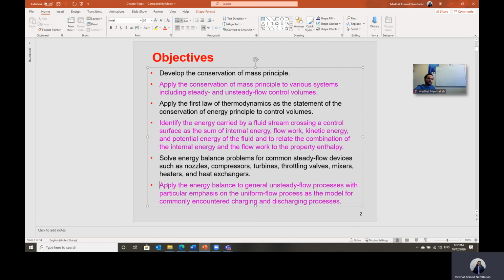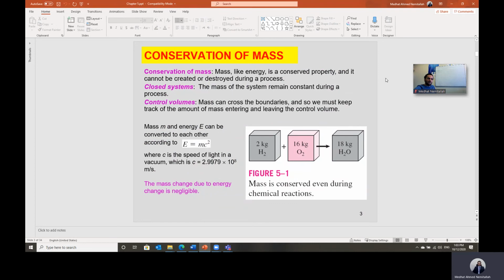Then we'll move to the case of unsteady flow. In case we are filling a tank, charging a tank or discharging a tank, this is an unsteady process. Then we'll apply the first law of thermodynamics for unsteady processes, and also the mass equation for the case of unsteady flow. So in this chapter we'll be talking about steady and unsteady flow.